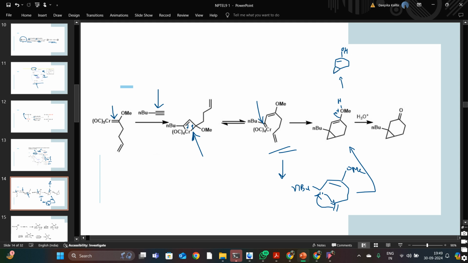Here you have the cyclopropane, which formed because of the reaction of the carbene with the terminal double bond. So this you are going to get, which will subsequently tautomerize to give you the ketone product. Okay, so this is how this Dötz annulated product you are going to get, which is involving this organochromium fragment.